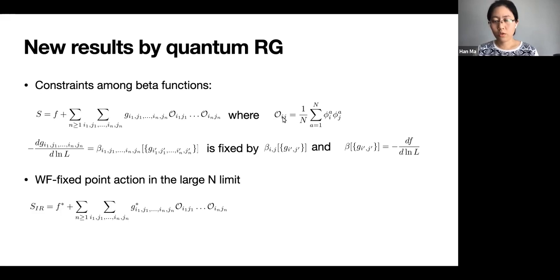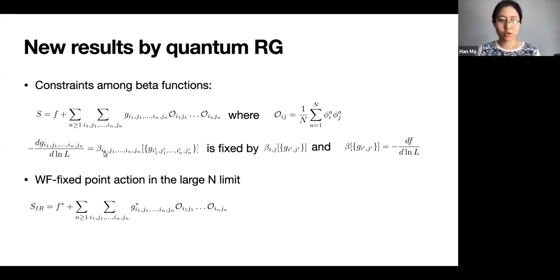So O_ij, where i and j are lattice sites because it is regularized on a lattice, is the inner product of phi_i and phi_j. This is an O(N) invariant operator. We call it the fundamental operator because it's a building block for all the possible O(N) invariant terms which can appear in the action. And this operator doesn't have to be local.